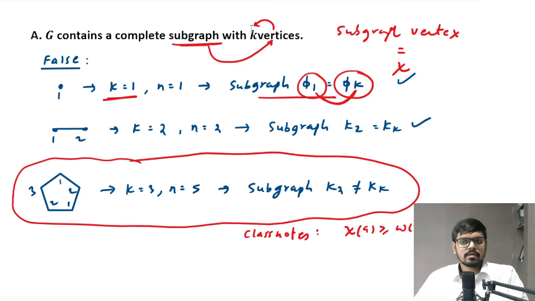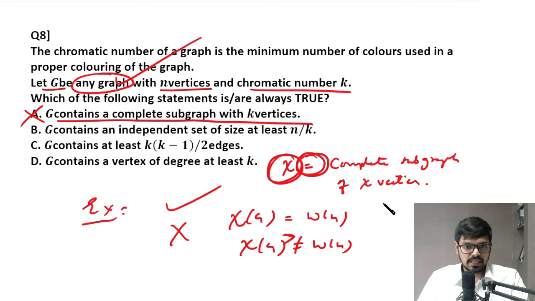Yes, sir. But if I take a pentagon, number of vertices 5, chromatic number needed 3. So talk about the subgraph. Sir, the complete subgraph here is K2. We cannot have K3 since there is no triangle. But K2 has 2 vertices only, and our chromatic number is 3, so K2 is not equal to Kk. Therefore, this is false. No need to dive into such details in the exam since you know the theorems. Straight away you can eliminate option A.